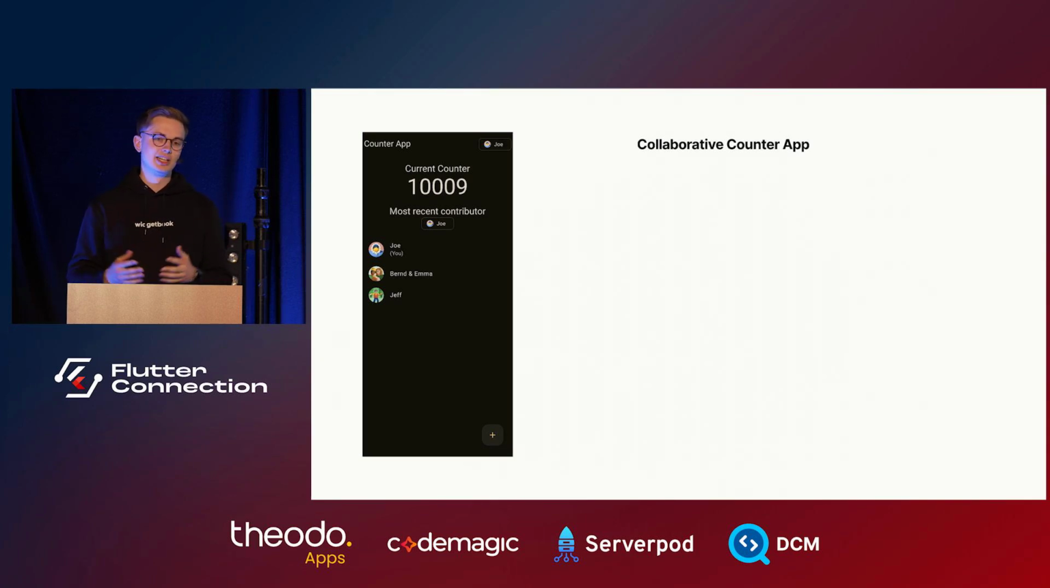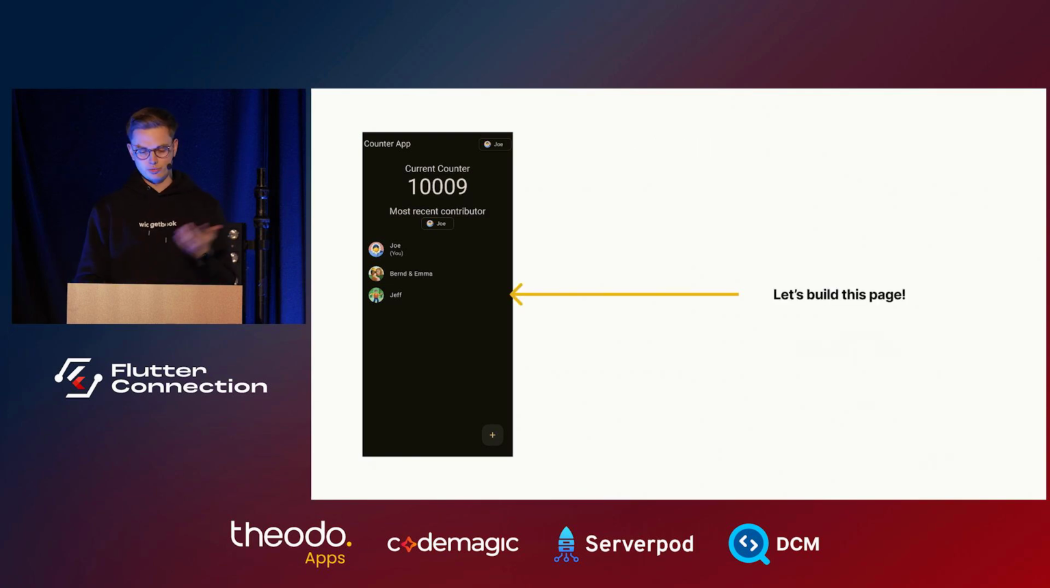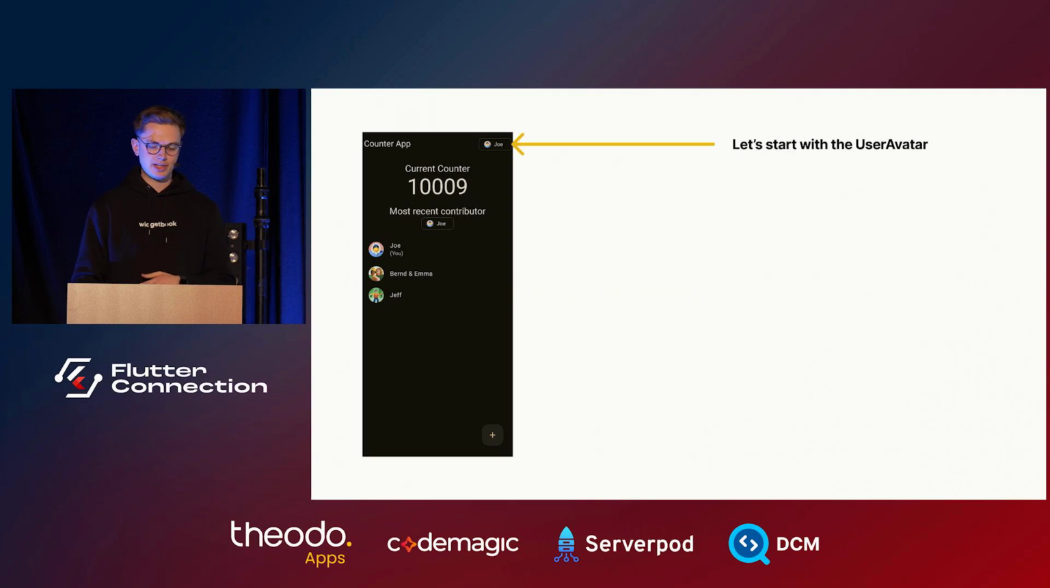So what it does is, if you're logged in, in this case we would be Joe. If we press the plus button in the bottom, we would increase the counter. But also, if our friends, in this case Bernd and Emma or Jeff, click the button, it would also increase the counter.